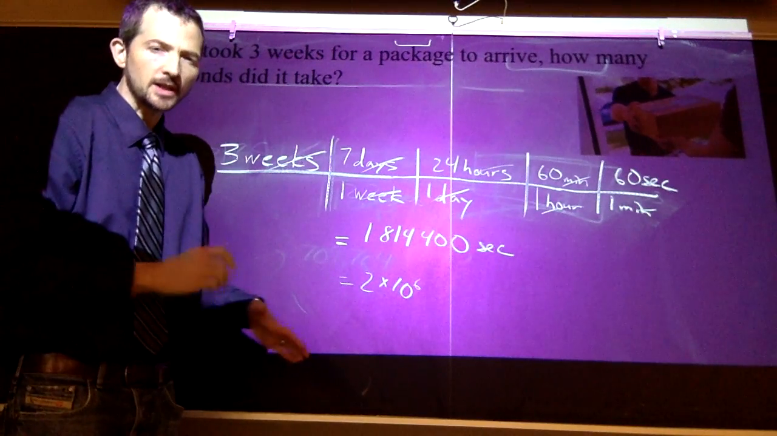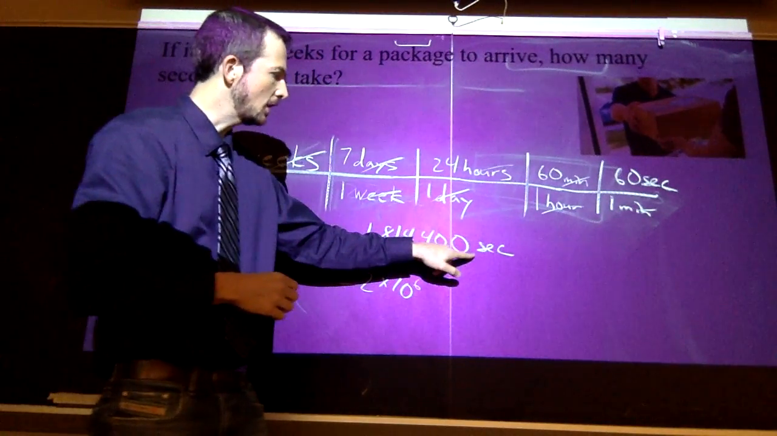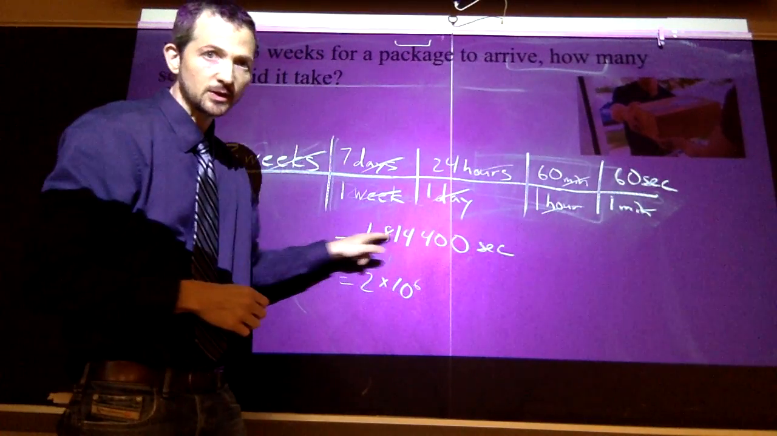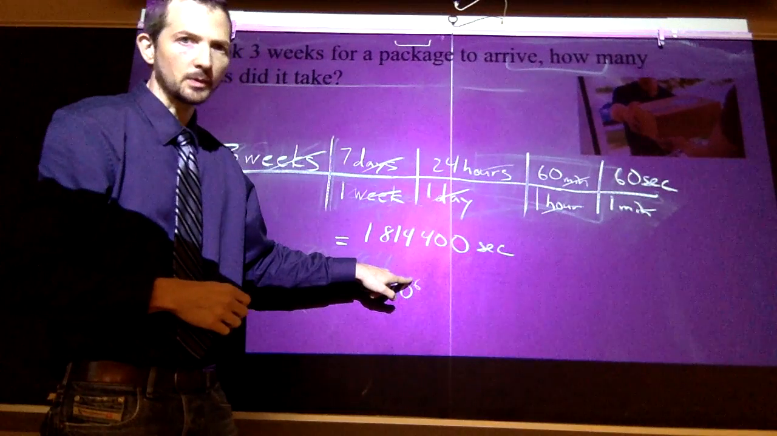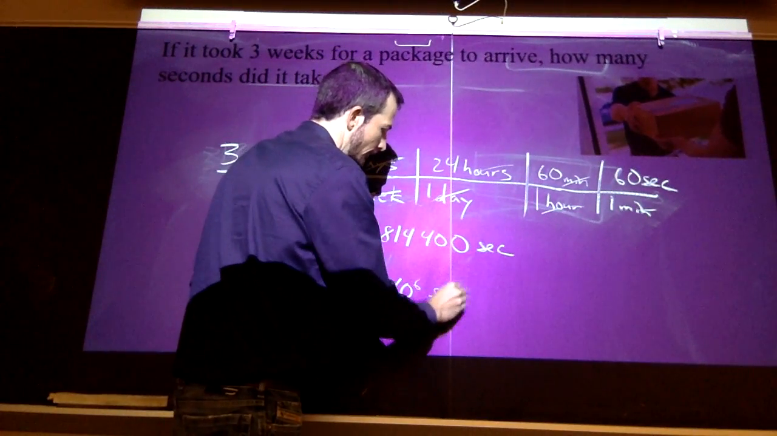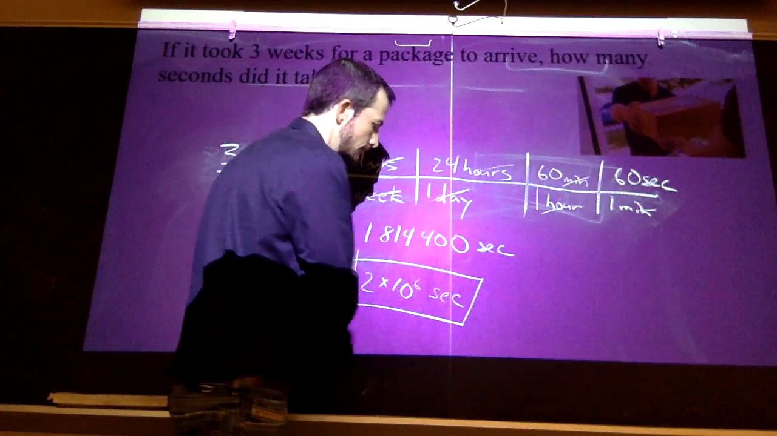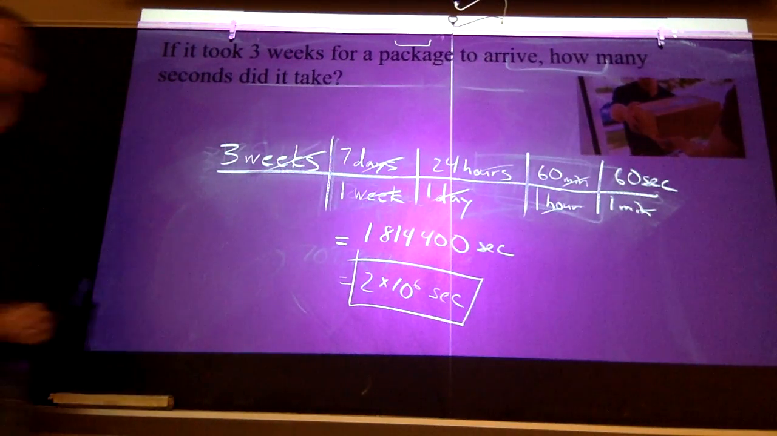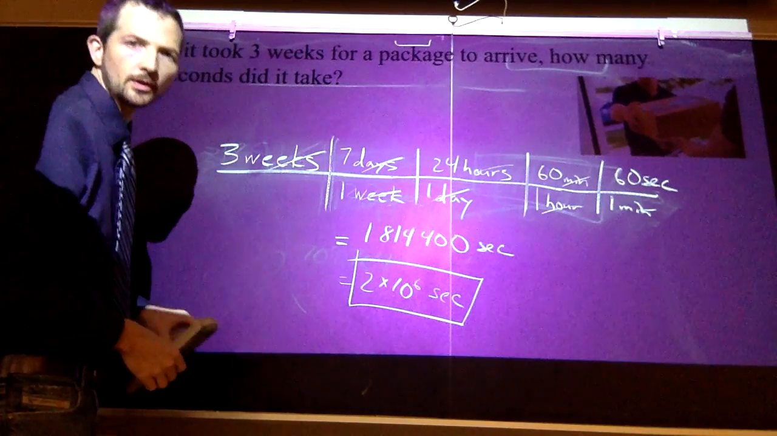When you put numbers in scientific notation, you can just think if it's a big number, this is going to be positive. If it's a small number, less than 0, this will be negative. So 2 times 10 to the 6 seconds. So let's go on to the next one.